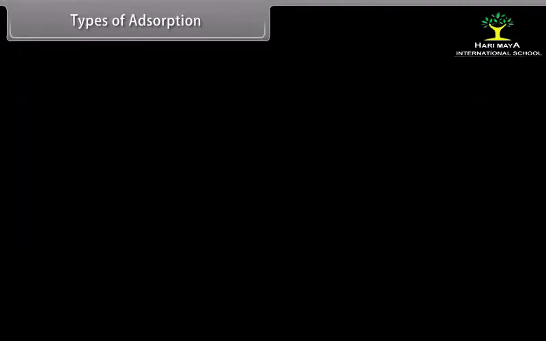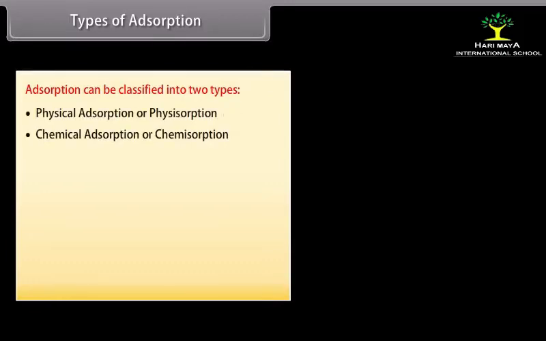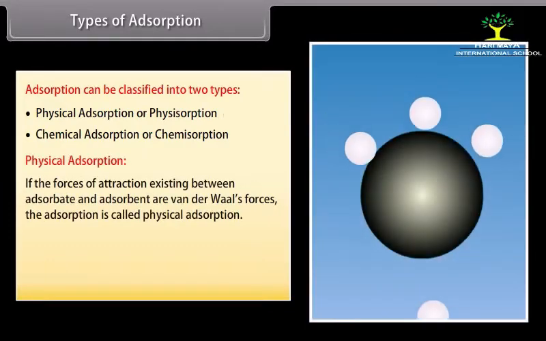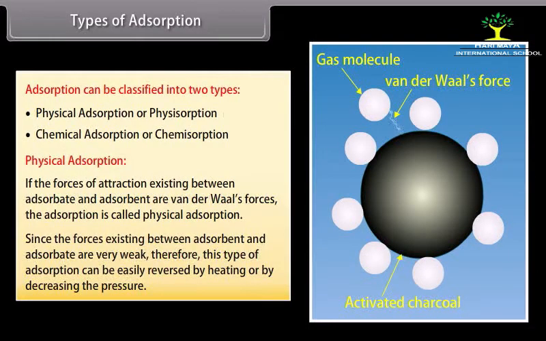Types of adsorption. Depending upon the nature of forces existing between adsorbate molecules and adsorbent, the adsorption can be classified into 2 types: physical adsorption and chemical adsorption. Physical adsorption. If the forces of attraction existing between adsorbate and adsorbent are van der Waals forces, the adsorption is called physical adsorption. Since the forces existing between adsorbent and adsorbate are very weak, this type of adsorption can be easily reversed by heating or by decreasing the pressure.